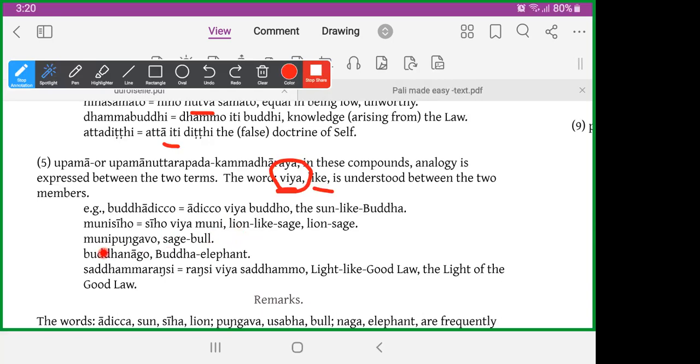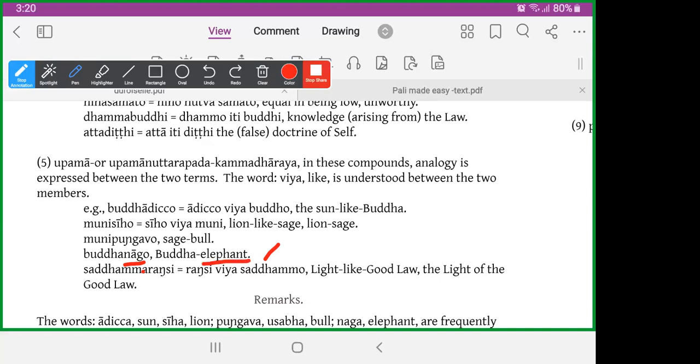Okay, next one, Muni. You also have another Muni, but now the Muni is compared with the pungavo. It's a bull here. A bull is a male cow. Okay, Muni pungavo. And now you can see the Buddha is also compared to another thing. Now the Buddha is compared with the elephant, nago. This word nago has two meanings. One is elephant. Another meaning of nago is naga, dragon. So here the Buddha is compared as an elephant.